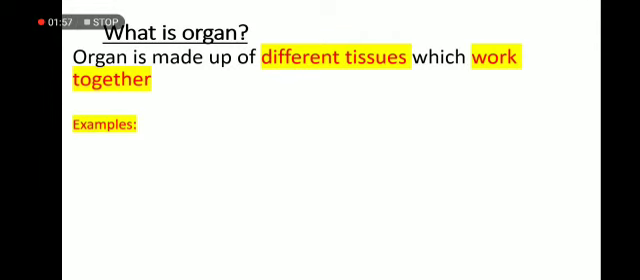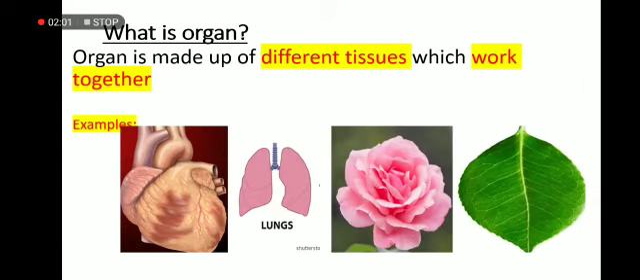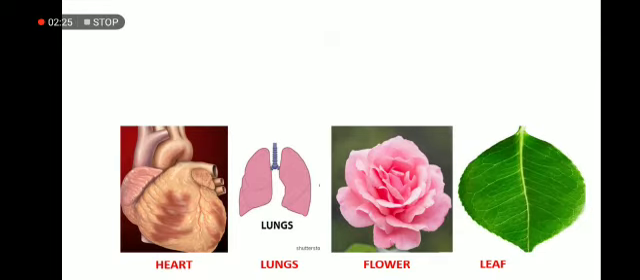Now let's discuss some examples of organs. Here you can see we have some figures. Can you name them? Yes, you can. We have the flower, we have the leaf, and the other two are the heart and the lungs. These are examples of organs, which are groups of different tissues performing the same function. So we are going to discuss these today.